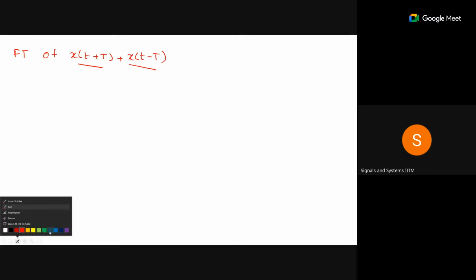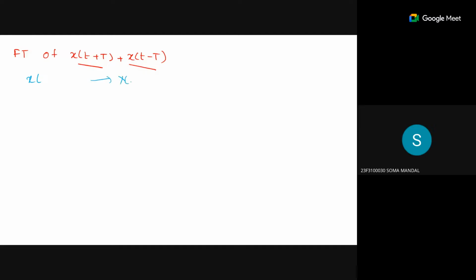We have to use the time shifting property. So we have x of j omega into e to the power j omega t0... into e to the power of j omega t. Correct. And for minus, that is minus. If it is plus, it will be plus. If it is minus, it will be minus.